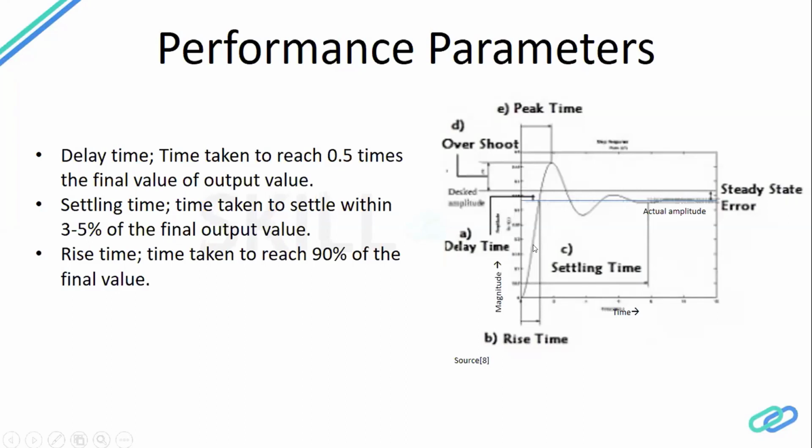Then the rise time is basically the time to reach 90% of the final value. When we reach 90% of the final value, we consider that as the rise time. Accordingly, the peak time is when you have the maximum output at some particular time. And the percentage difference between that value and your desired value is considered as overshoot.